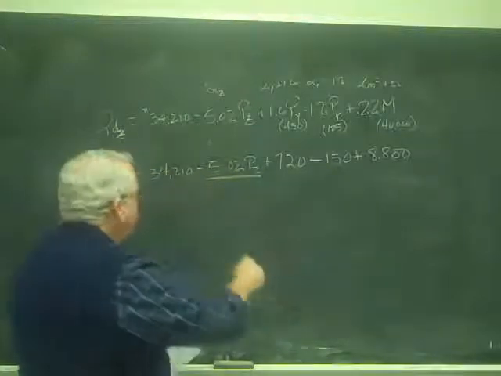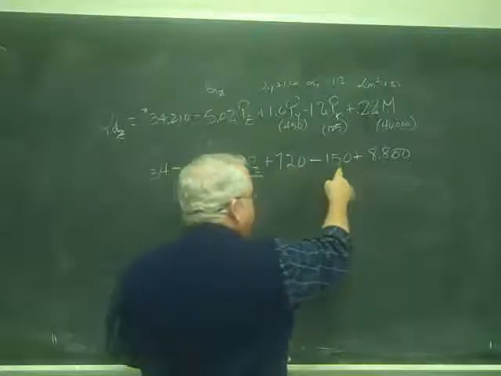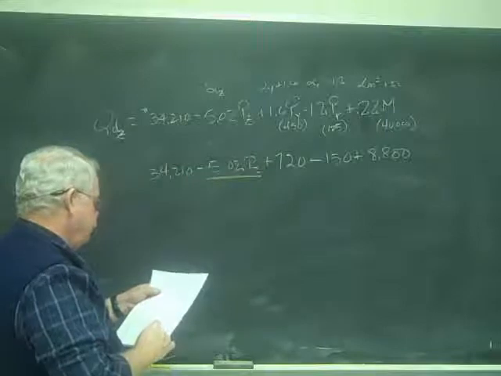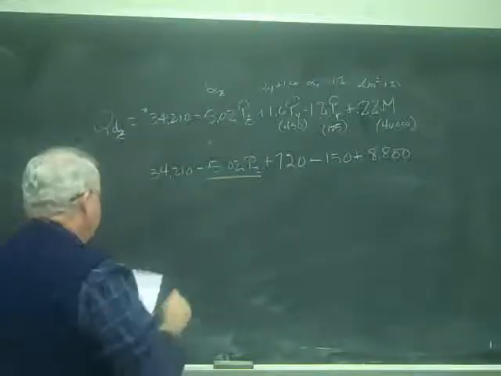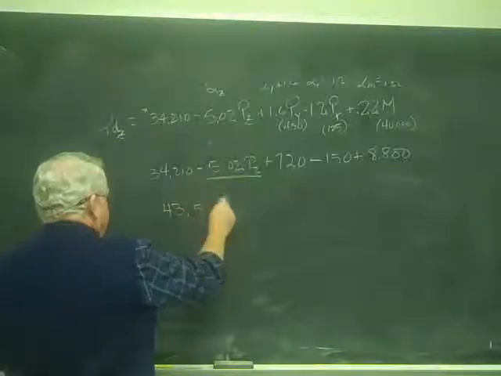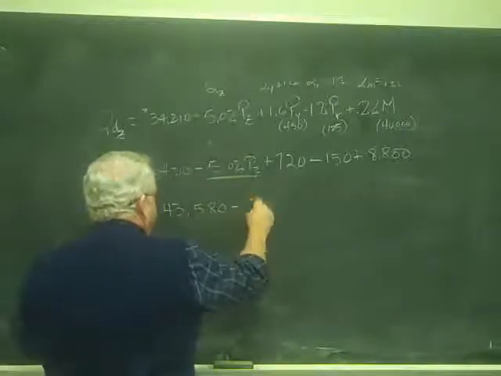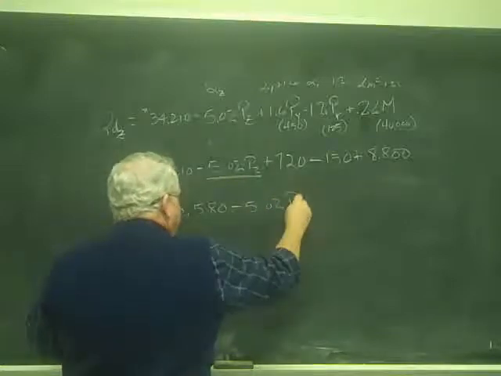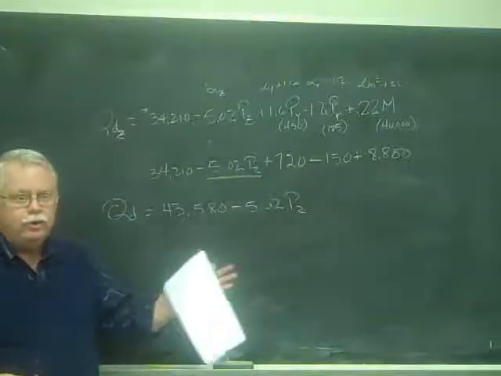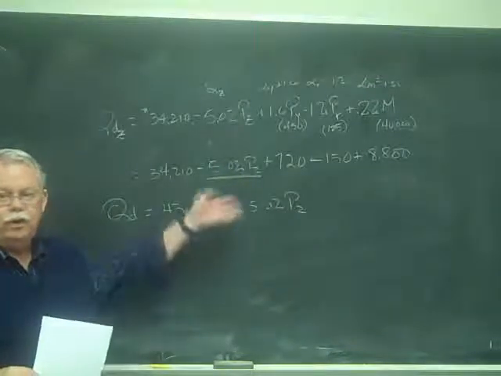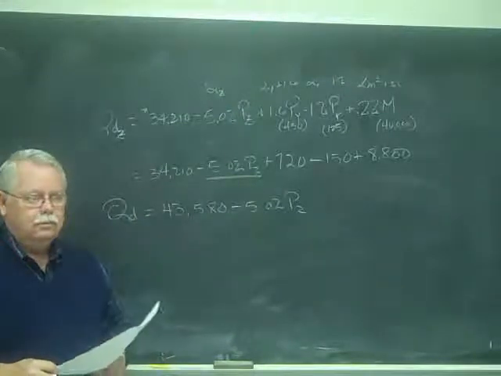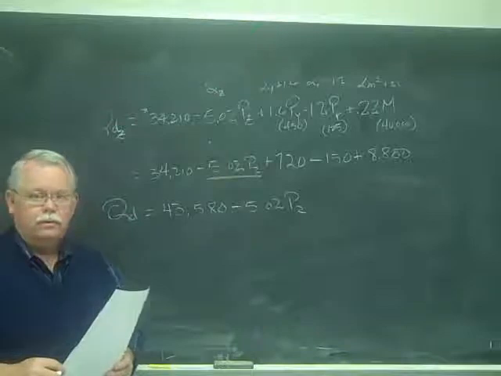So let's sum all this up. Take the 34,210 plus 720 minus 150 plus 8,800 and see what you get. I get 43,580 minus 5.02 PZ. And there, by golly, is the basic demand equation the way we're used to seeing it. So just plugging in those numbers and summing it up, no big deal. We okay so far? Okay.